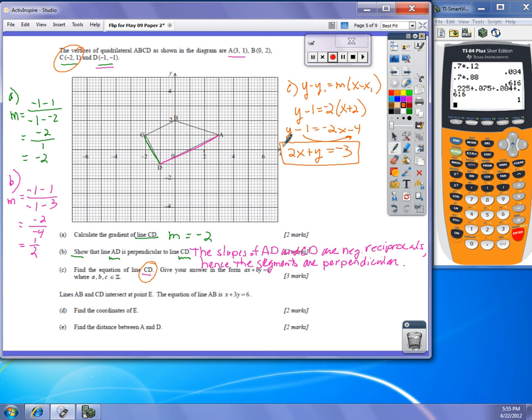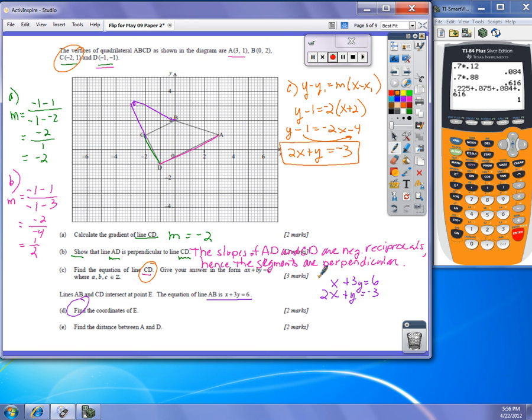Next they say that AB and CD intersect at point E. So let's see what that looks like. Here's AB. I'm going to extend this. And CD, and they intersect at some point. Well, I need to figure out what that is. They give me the equation for AB. I've already found the equation for CD, so what they want you to do is a system of equations. They want you to solve for that. I'm going to go over here and say x plus 3y is equal to 6. 2x, that's my equation that I found up above, plus y is equal to negative 3.